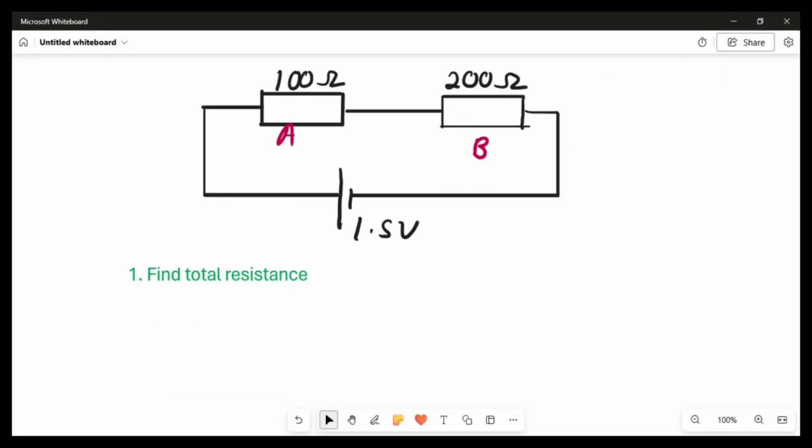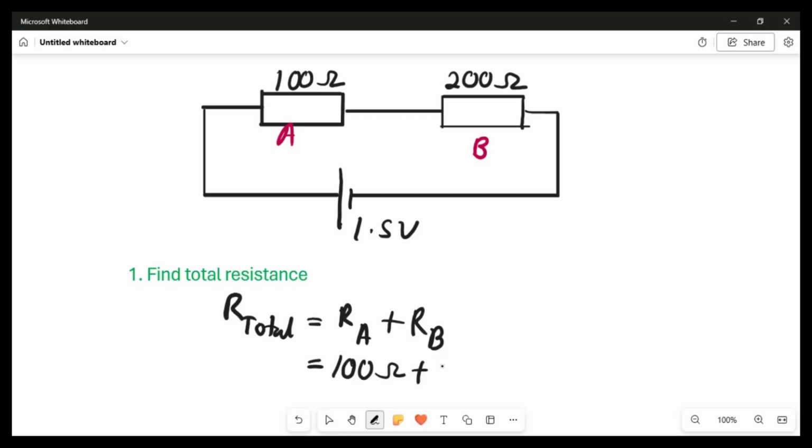Here the first question is to find the total resistance. You know that in a series connection, we can find the total resistance by adding all the resistances. So the total resistance is equal to RA, the resistance of A, plus the resistance of B. So the resistance of A is 100 ohm and the resistance of B is 200 ohm. So the total resistance is 300 ohm.